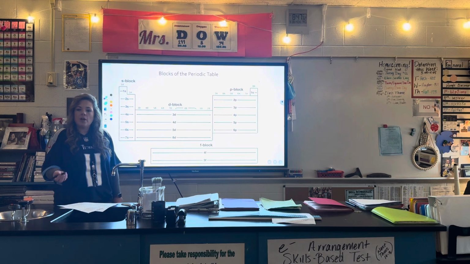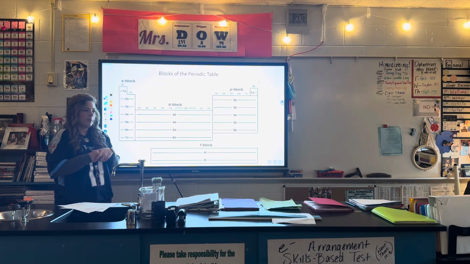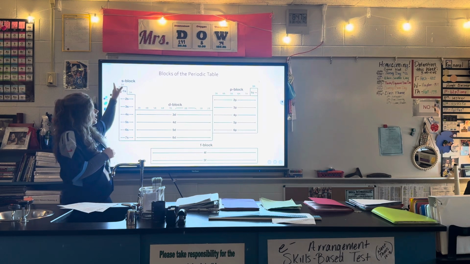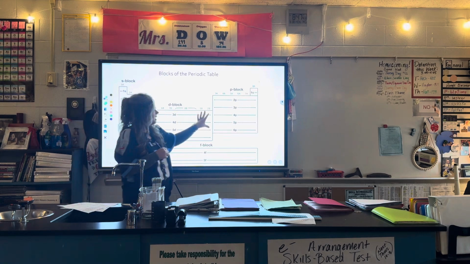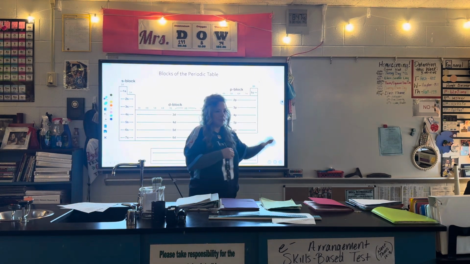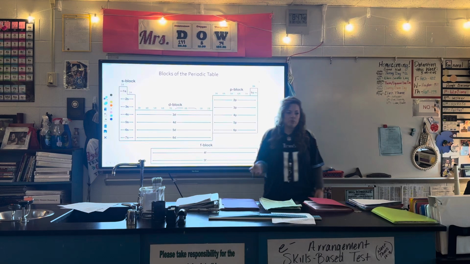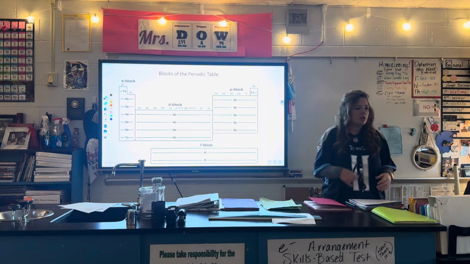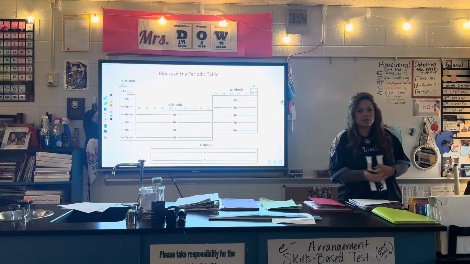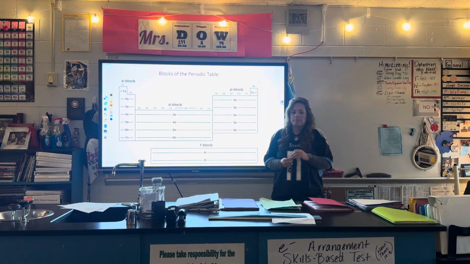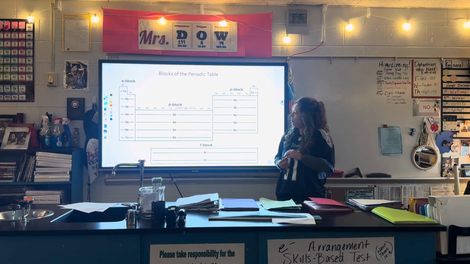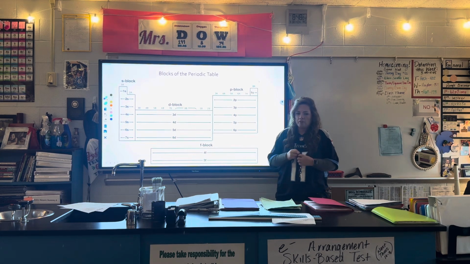So what I would do right now is pull out your pink periodic table and write down, like maybe bracket and put S is right here, D is here, P is here, and F down there. So label your periodic table, because that's what we're going to be looking at when we do this, not necessarily at just this slide. So S block, D block, P block, and F block.